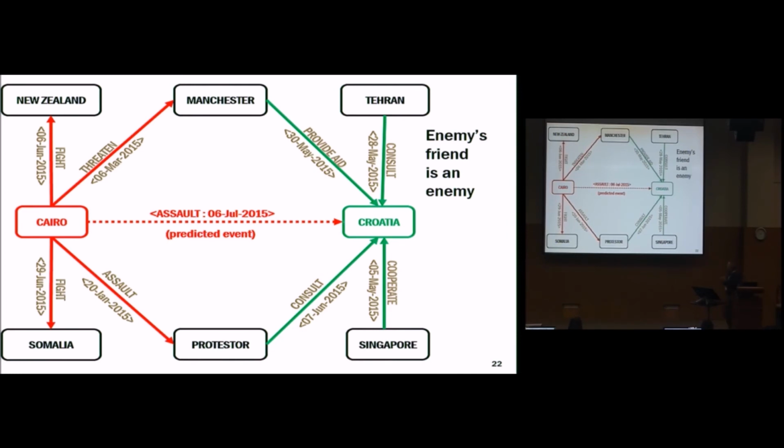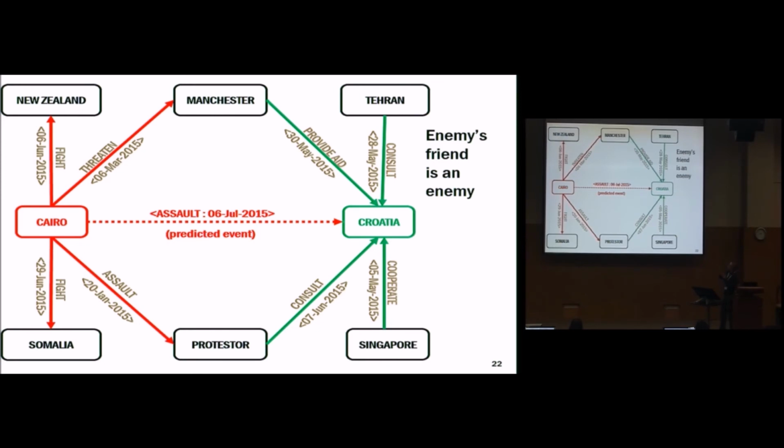So you can actually extract the corresponding network just before this event happened, okay? Essentially you can see two paths connecting Cairo to Croatia, okay? The top one and the bottom one.